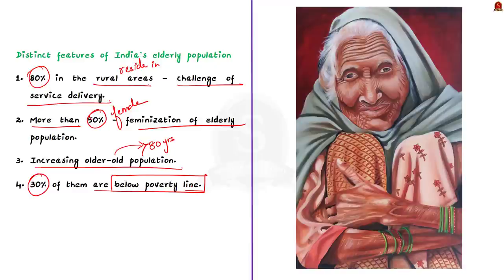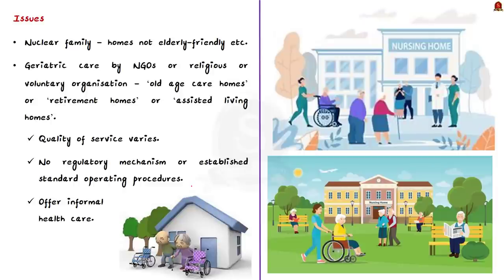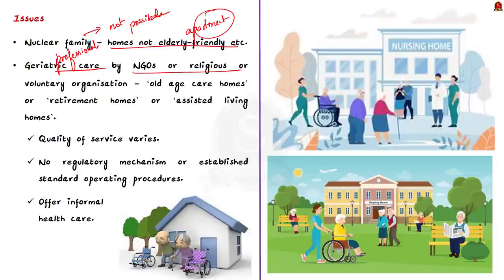So all these necessitate the need for geriatric care in India. But in the nuclear family era, geriatric care is not managed by families. One of the reasons behind this is our homes are not elderly friendly structures. Many of us live in apartments or cannot stay around the clock to take care of the elderly. This is where the professionals come into play, that is, geriatric care is managed by voluntary organizations or NGOs or even by religious organizations.